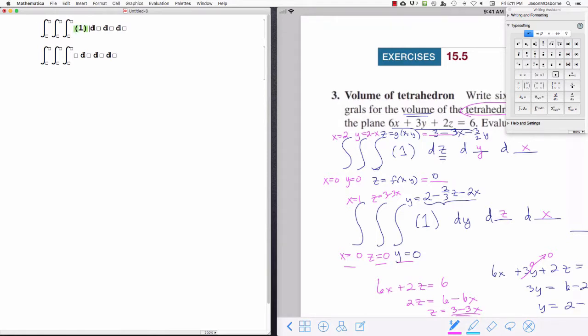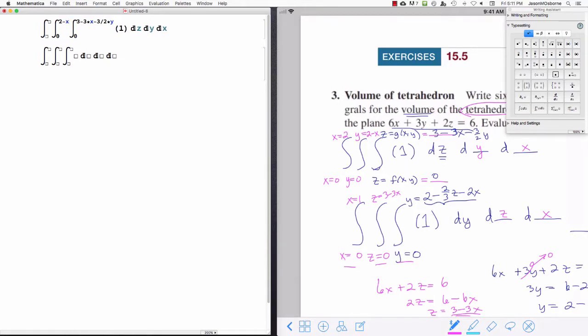Number 1, the first integral we can see on the top over here, we set this up as a dz dy dx. And z went from 0 up to 3 minus 3x minus 3 halves times y. And then, let's see, y goes from 0 to 2 minus x.